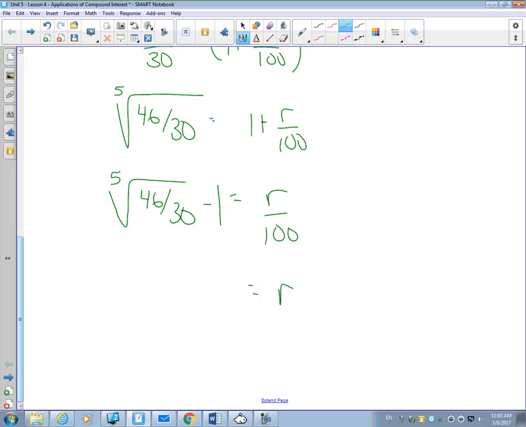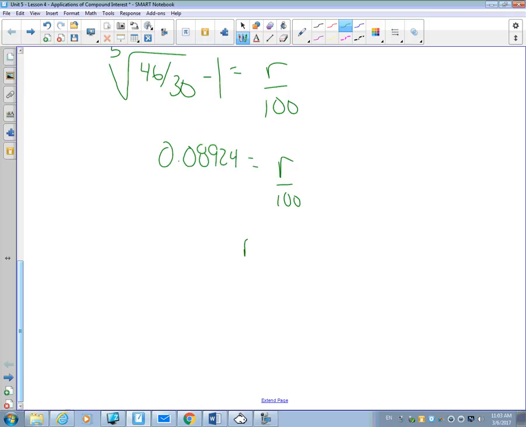So I'm going to punch in my calculator the fifth root of 46 over 30, put in brackets, bring the number over, the 1, and I end up with 0.08924. That's over 100. So to get R, I multiply by 100. I end up with 8.92%. R is actually a fairly easy thing to solve for, as it's the same process every time. The only thing that changes is your nth root, and the fifth root in this case.